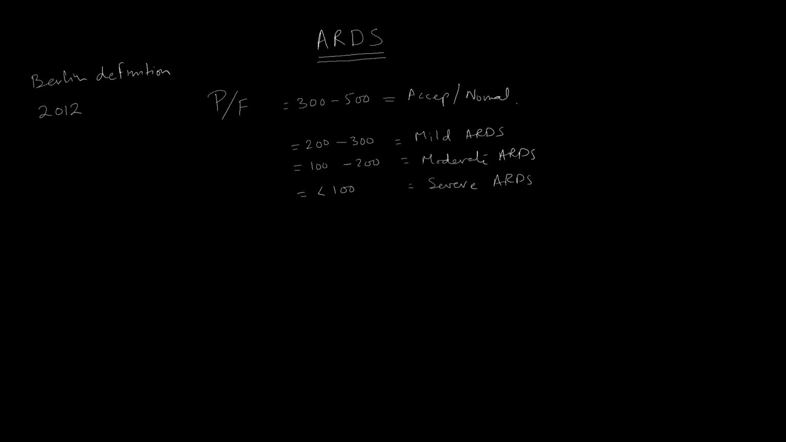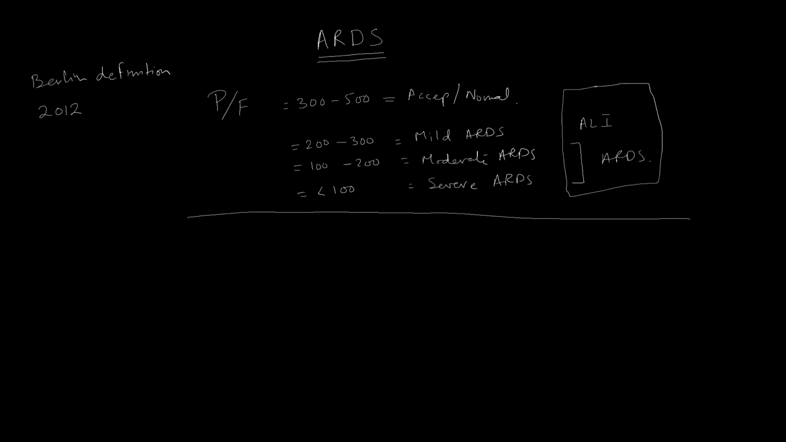This was before all this Berlin definition came out. 200 to 300 was labeled as acute lung injury, whereas all this range was labeled as ARDS. So this was the old definition, and this is where the new definition came in. It made things easier, that anything less than 300 is ARDS. There's just a spectrum of mild, moderate, and severe. So this is one of the main ways we use PF ratio in our patients, to diagnose or gauge and stratify ARDS.